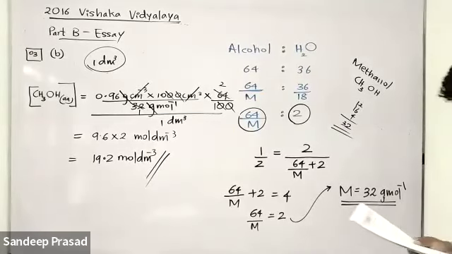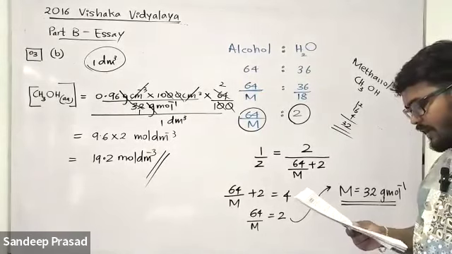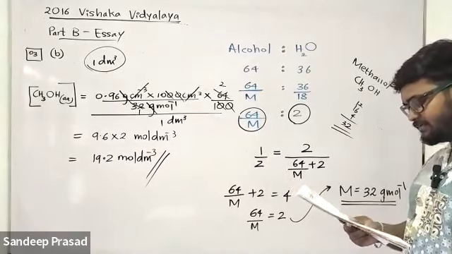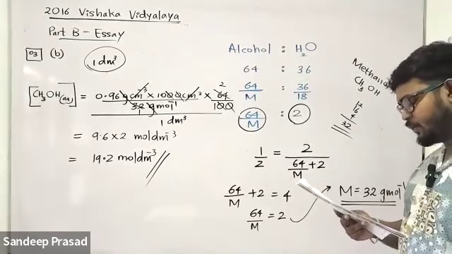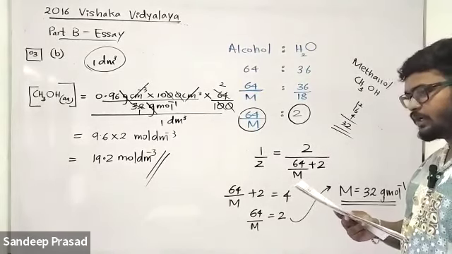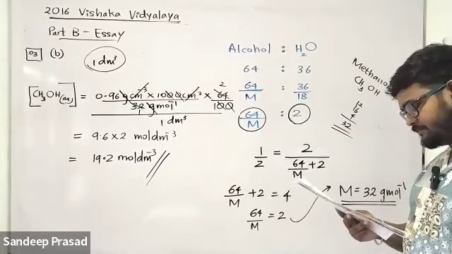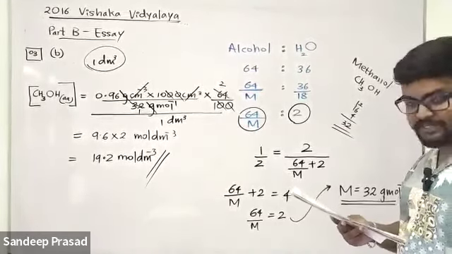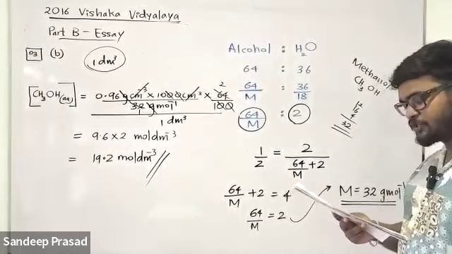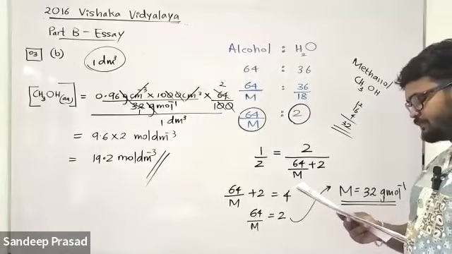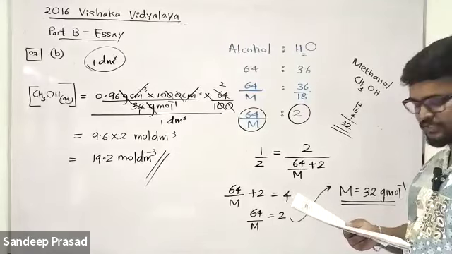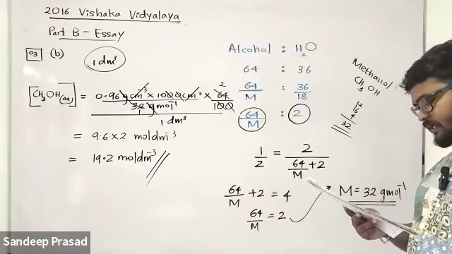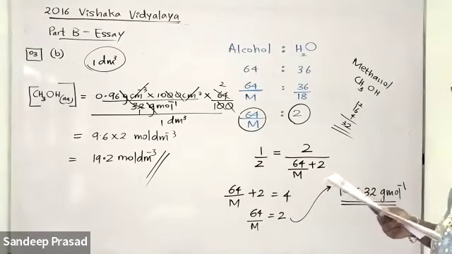Next one, part C. An alloy contains only magnesium and zinc. 1.13 gram of this alloy was completely dissolved in 20 cubic meter. That should be 20 cubic centimeter, okay, of 3 moles per cubic decimeter HCl solution. Calculate the mass percentage of zinc in the alloy. Right. So how do you calculate this one?